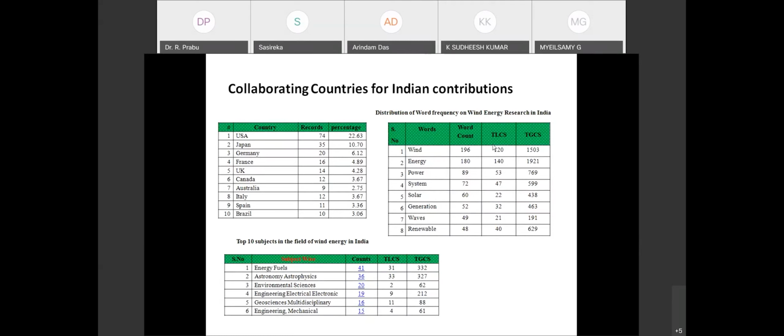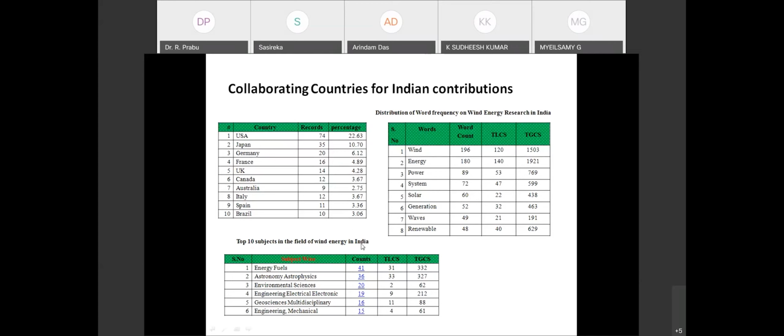We are also applying the distribution of word frequency here. Which word is highly dominant in the area of wind energy? The word wind appears most in this research, and we are able to find energy, power, and system as well. So these are the keywords widely used in wind energy research. And these are the 10 subjects in the field of wind energy in India.